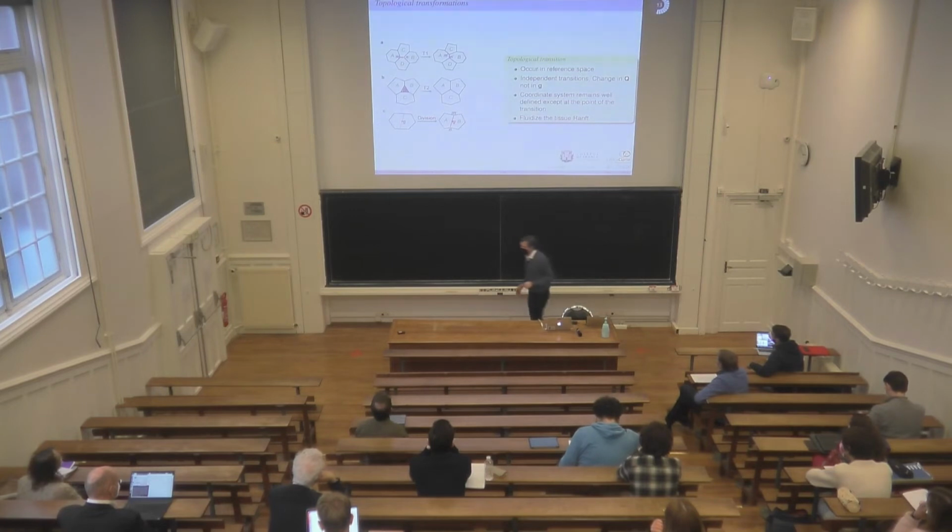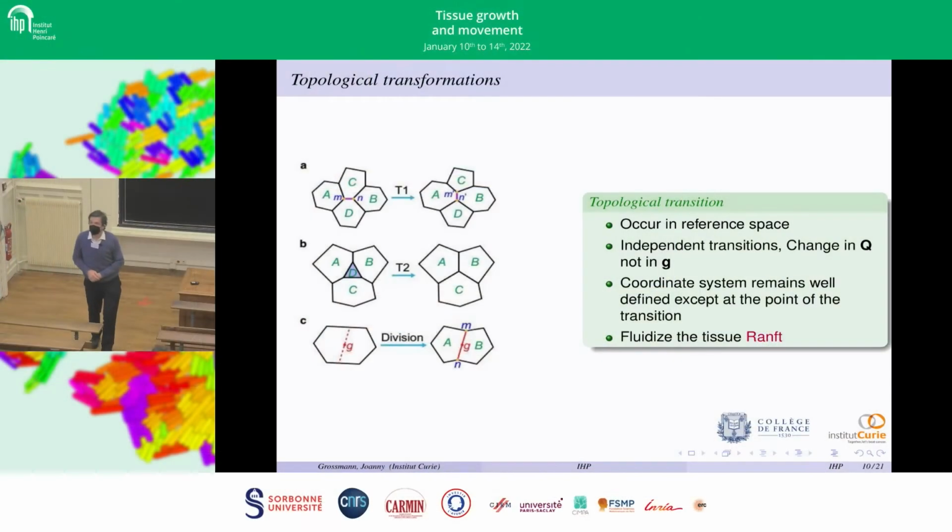So there are three types of topological transitions. The first one is this T1 transition, the exchange of neighbors. The second one, which is drawn here, in foam they call that T2, it's cell death. That increases the average area locally because one cell disappears, so the other ones become a bit bigger. And there is cell division. So these occur in my reference state. They change the reference state, and then the tissue is deformed by elasticity.